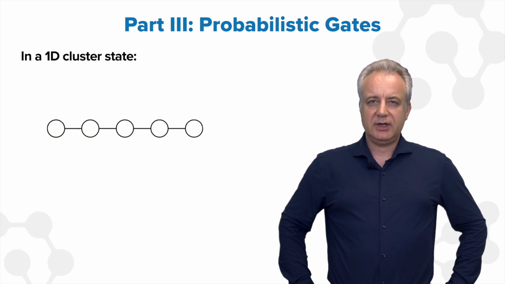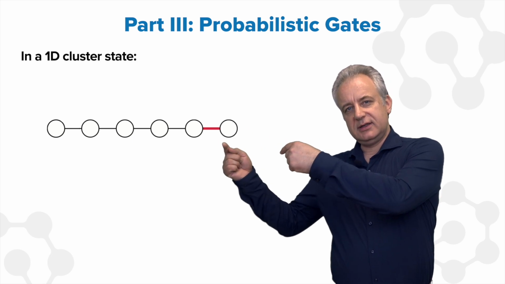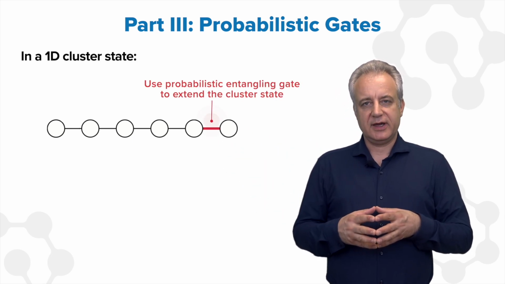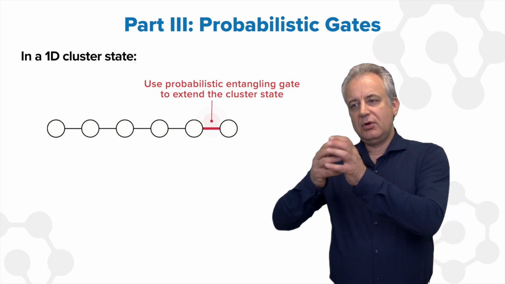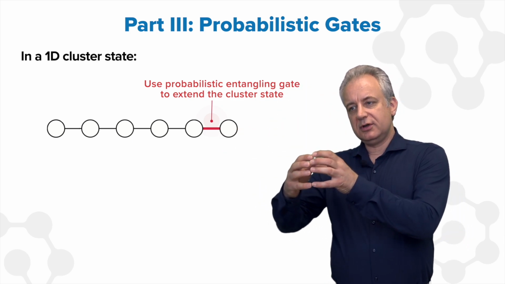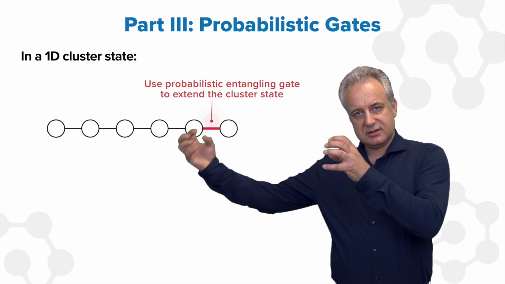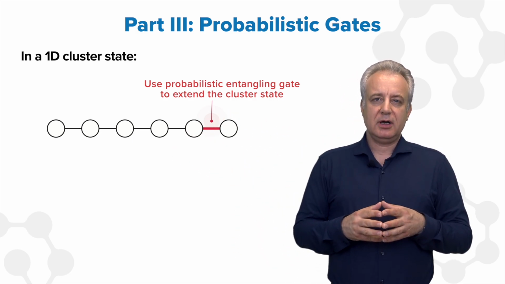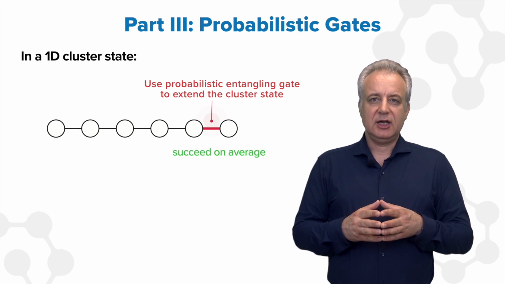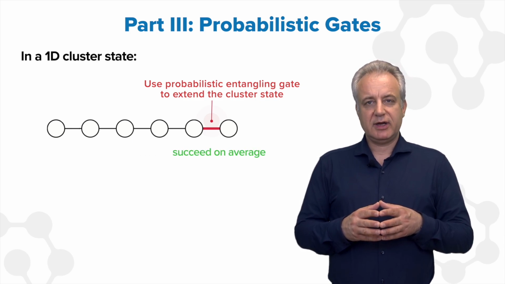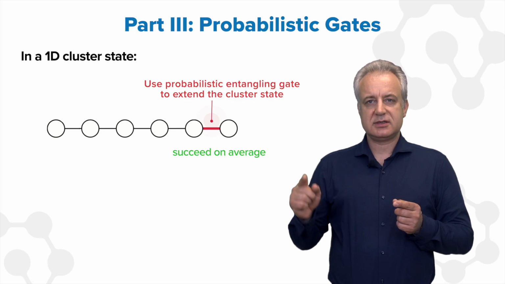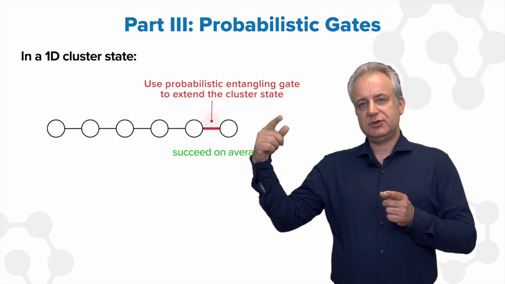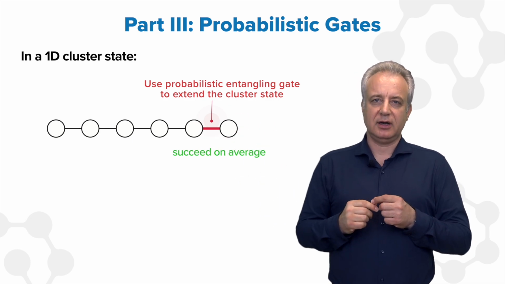Okay, so what you do is you use your heralded entangling gates that sometimes fail, not directly in a quantum circuit, but to extend a cluster state. And this will sometimes fail, sometimes succeed, but under the right conditions, it will succeed on average. So what you have on that side of the cluster is wiggling back and forth. Sometimes you lose, sometimes you gain. On average, you gain, and that's good enough.